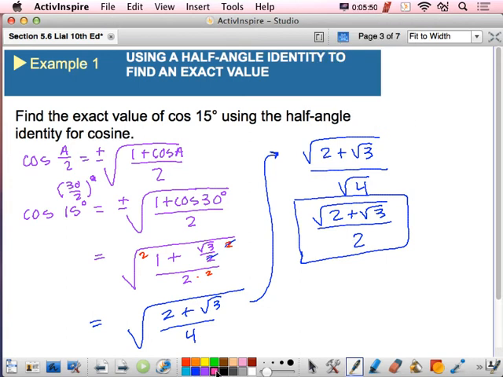So when we worked this problem with the sum and difference identities, we got cosine of 15 degrees. We used, what, 45 minus 30? Okay, 45 minus 30. And we got, somebody read it to me, square root of 6 plus square root of 2, all over 4. Okay? These two things should be equal. Type them in your calculator and see if they are.